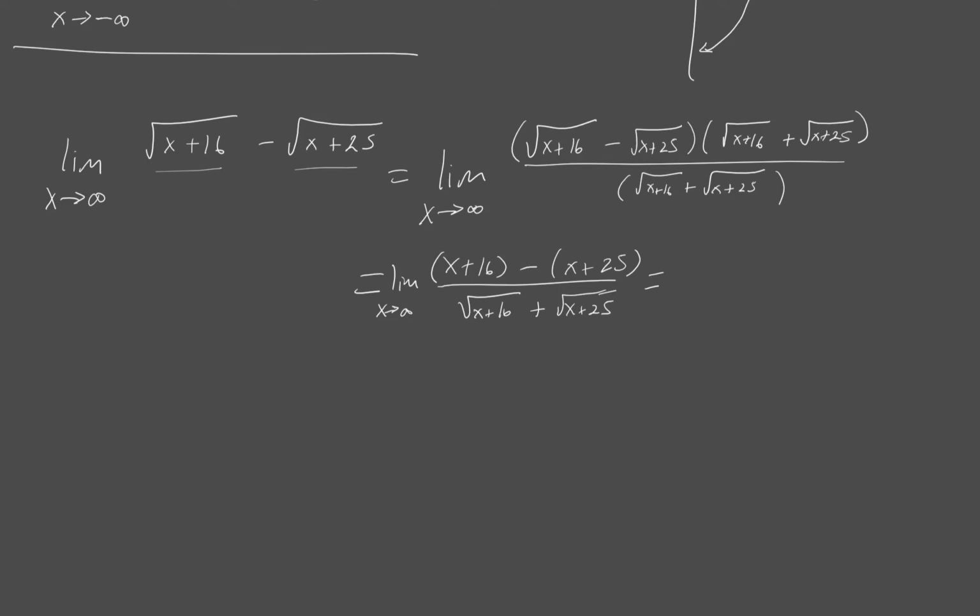Okay, and so that numerator, the x's cancel, right? I get 41, and I've still got this denominator, the square root of x plus 16 plus the square root of x plus 25. Okay, the denominator, that gets really, really big, right? These guys go towards infinity, so this thing is going to go to 0. They're going to get close together after I rationalize that expression.